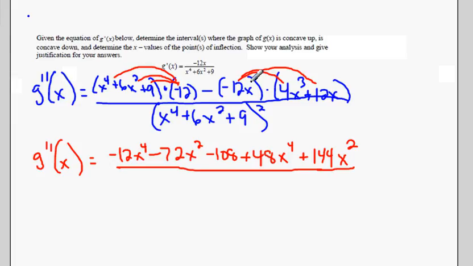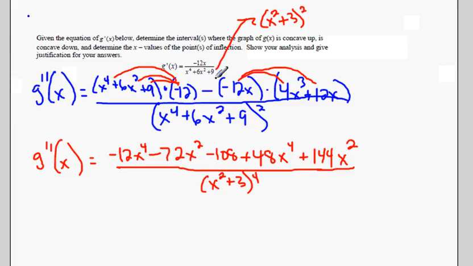Okay, so distributing the negative 12 and the negative 12x, I've got to pay attention to the sign up here. So I haven't combined anything. Now, real quick, over here at the denominator, hey, that's a perfect square trinomial. That could be written as x squared plus 3 all squared. And so now when I square it, it's actually going to be x squared plus 3 all to the fourth. You may or may not see that.